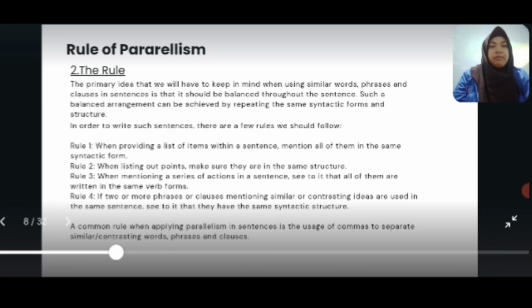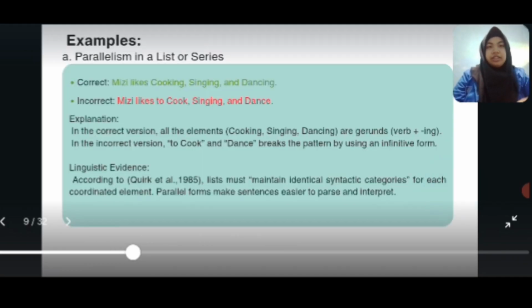A common rule when applying parallelism in sentences is the usage of commas to separate similar or contrasting words, phrases, and clauses. For example, parallelism in a list of series. The correct one is, Missy likes cooking, singing, and dancing, while in the incorrect one, Missy likes to cook, singing, and dance. And the explanation is, in the correct version, all the elements, cooking, singing, dancing, are gerunds, verb plus ing. In the incorrect version, to cook and dance breaks the pattern by using an infinitive form.